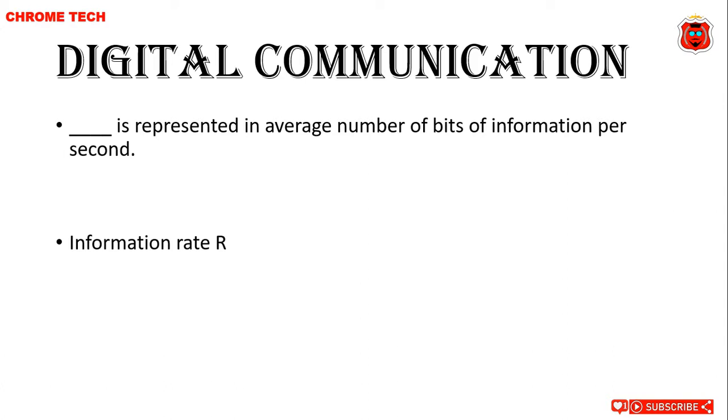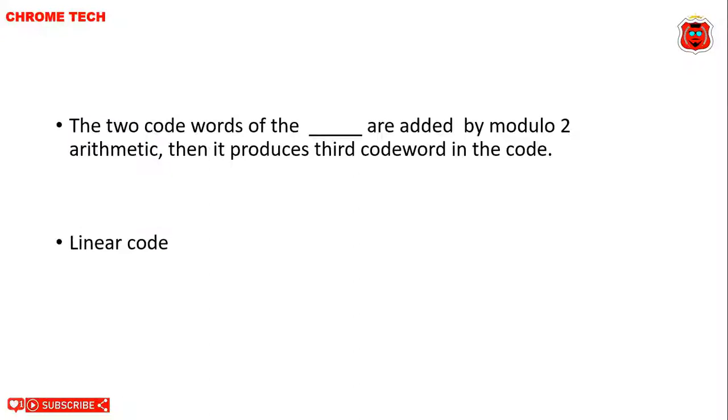First question. Dash is represented in average number of bits of information per second. Information rate is the correct answer. Second question. The two code words of the dash are added by the modulo 2 arithmetic, then it produces the third code word in the code. Linear code. Linear code is the correct answer.